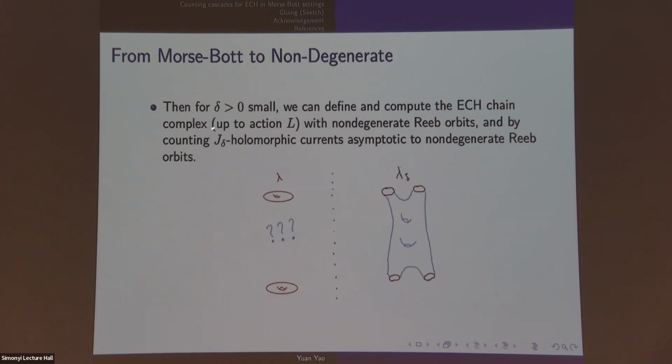So again, let me remind you. After I perturb for delta small, I get these non-degenerate Reeb orbits, and I compute the ECH chain complex by counting J-holomorphic curves. The question is, on this side, when I have Reeb orbits in Morse-Bott tori, what is the thing to count? Here I count holomorphic curves. What do I count here?